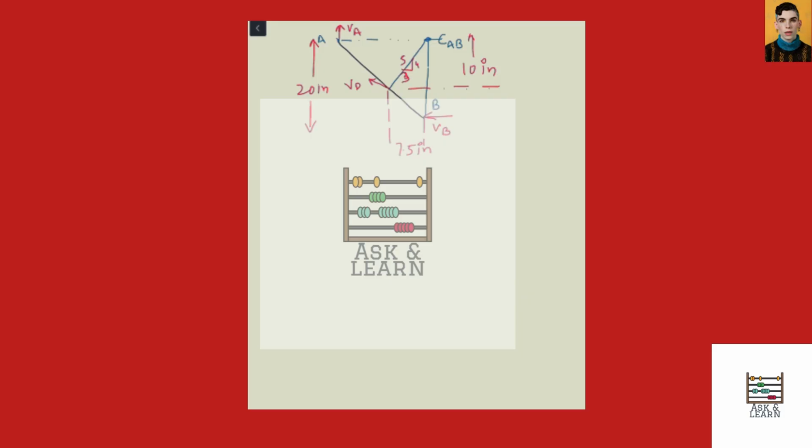Now we can write for point B, VB equals BC_AB multiplied by omega AB, and it is already given that VB equals 24 inch per second and BC_AB from the geometry is 20 inch, multiplied by omega AB. So from here the angular speed of rod AB, that is omega AB, comes out to be 1.2 radian per second. So this is the answer for the part A of this question.